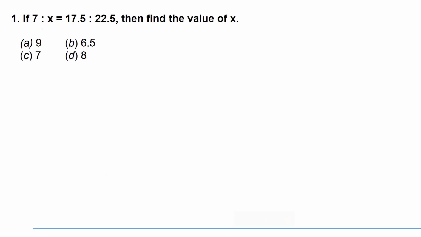First question. If 7 is to x is equal to 17.5 is to 22.5, then find the value of x. So we can write 7 by x is equal to 17.5 by 22.5. We can multiply this by 10 on both sides. This is equal to 175 by 225. Okay. 7 by x is equal to, we can divide this by 25. So this will be 7 times 25 and this will be 9 times 25. This is equal to 7 by 9. Therefore, x is equal to 9. The answer is A.